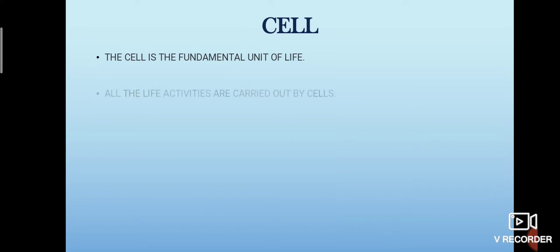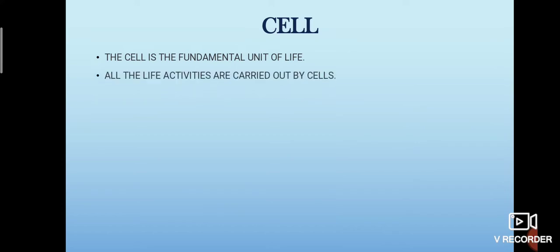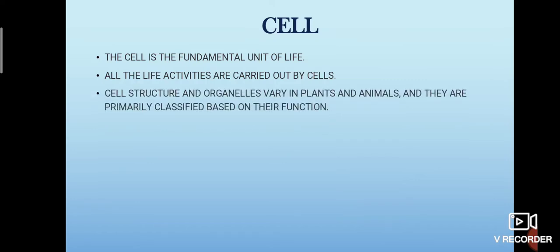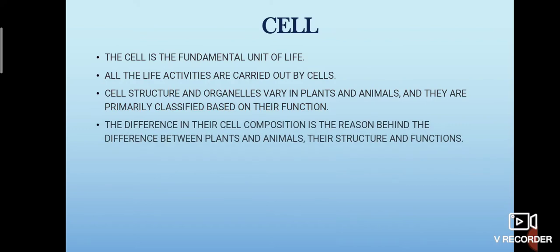Plant cell. The cell is the fundamental unit of life. All the life activities are carried out by cells. Cell structure and organelles vary in plants and animals, and they are primarily classified based on their function. The difference in their cell composition is the reason behind the difference between plants and animals, their structure and functions.